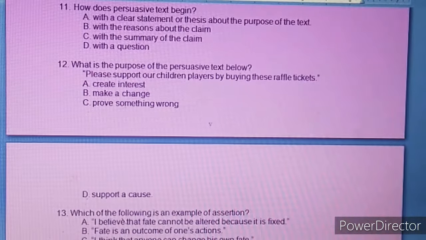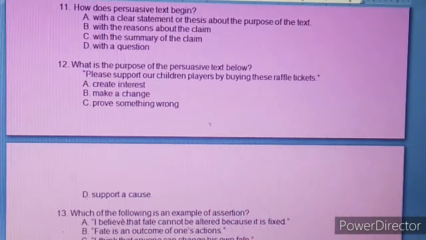Number 11. How does persuasive text begin? A. With a clear statement of thesis about the purpose of the text. B. With the reason about the claim. C. With the summary of the claim. Or D. With a question. What do you think is the correct answer for number 11? The correct answer for number 11 is letter A. Now let's move on to question number 12.